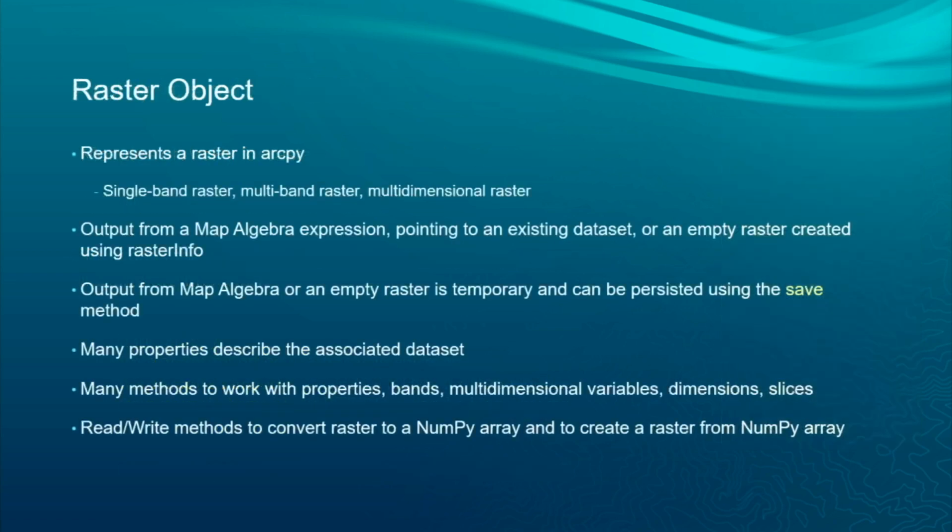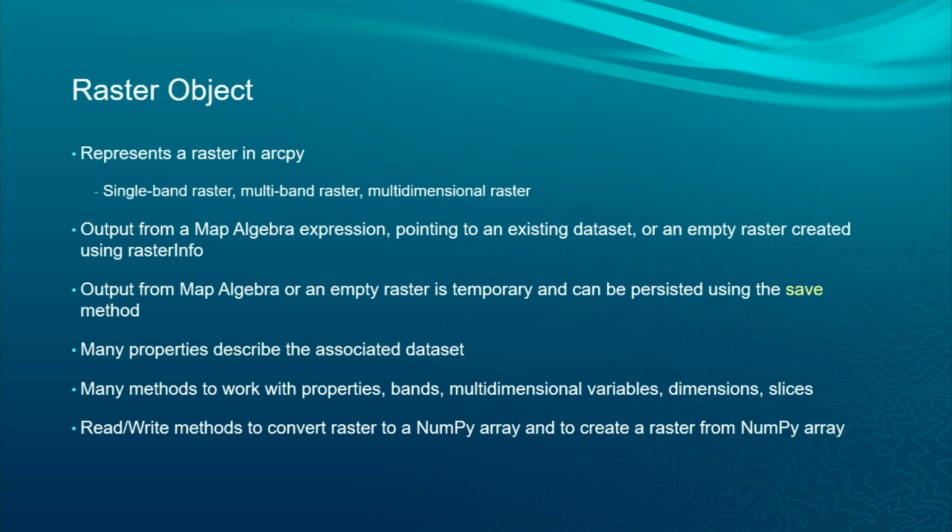Now, the heart of all this raster analysis is actually the raster object, okay? That is very important, okay? As we go through this session, you will see I will draw focus to raster object, and in the demo, you will pay attention to how we are using raster object. It represents a raster in ArcPy, okay? It could be a single band raster, multi-band raster, multidimensional raster, any raster. Could be an image survey, anything, okay? Now, what is a raster object? It is an output from Map Algebra expression pointing to a data set, okay?